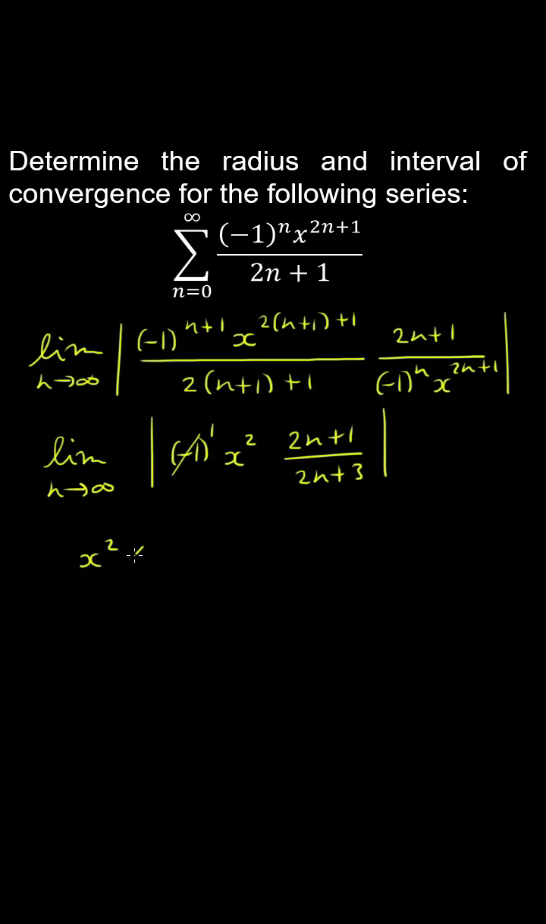So for the series to converge, x squared must be less than 1, which is the same thing as minus 1 less than x less than 1. So the radius of convergence is half of the interval of convergence. And now we test the endpoints.